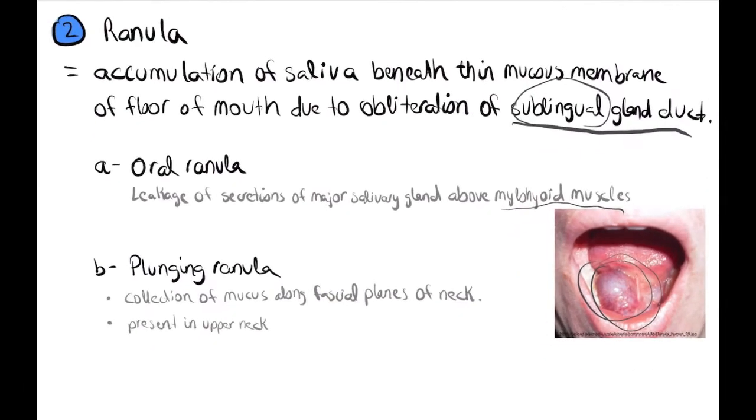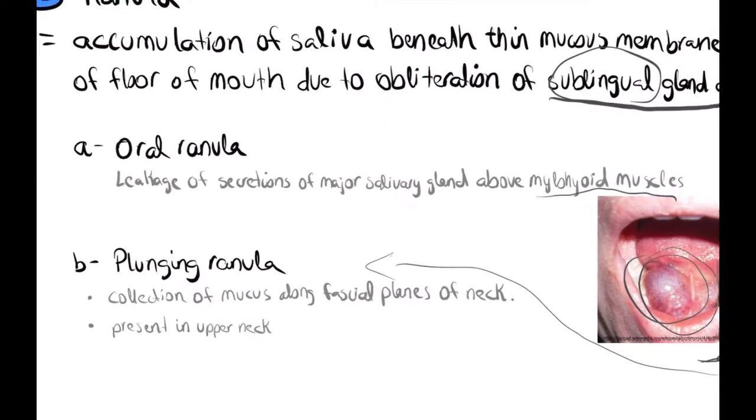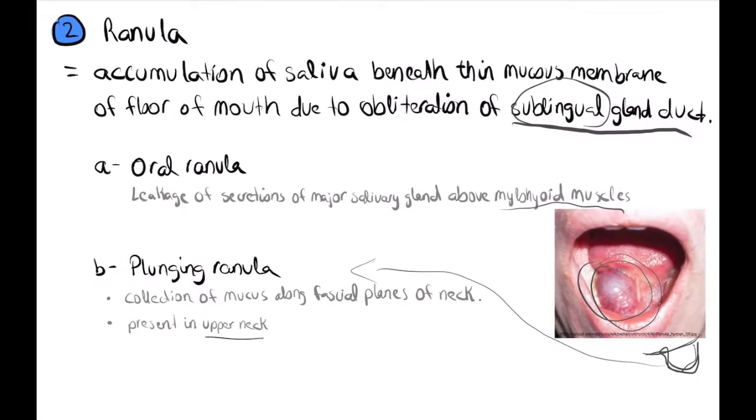But if you see a swelling outside the neck here, then it is called the plunging ranula. In this plunging ranula, mucus is collected along the facial planes of the neck. It is called so, but it's present in the upper neck. So you have two types: the oral ranula, which is accumulated here, and the plunging ranula, which is accumulated in the upper neck, which is seen extra orally.